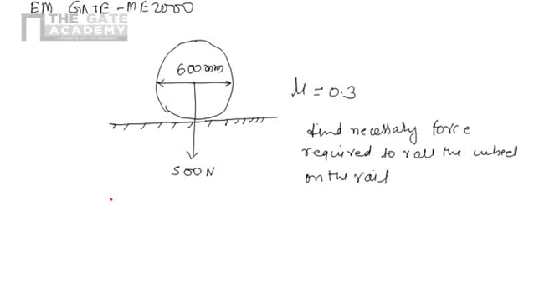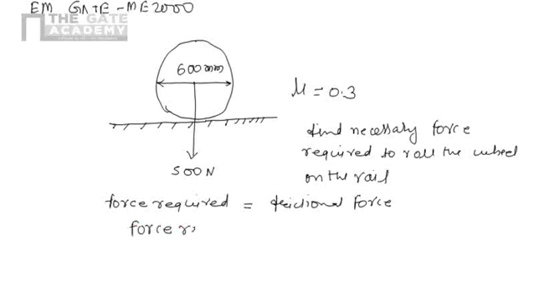So basically the force required should be equal to the frictional force, because we have to overcome the frictional force for rolling the wheel on the rail. So the force required will be the frictional force. And the frictional force, we know, is nothing but mu R.